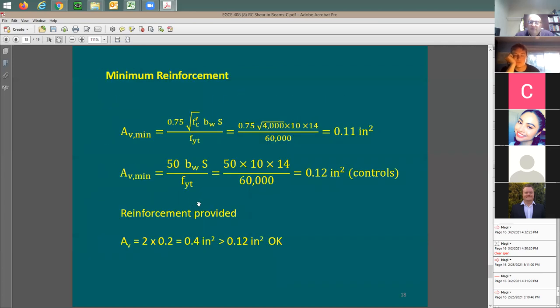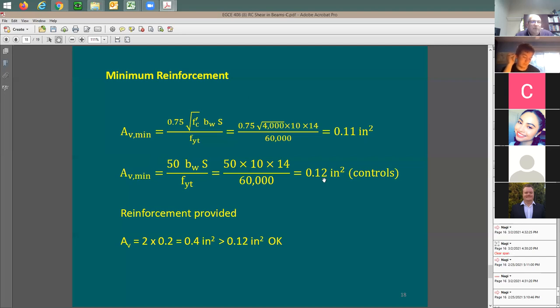How about the minimum reinforcement? Do you think I provide enough reinforcement? Again, say here, let me try both of these two equations. 0.75 is just a constant. It is not the phi factor, right? Square root of 4,000, 10 inch by 14 inch, the spacing, divided by 60,000. In this case, I need to use this as 60,000. This is what you need for AV minimum, 0.11. Try the other equation.